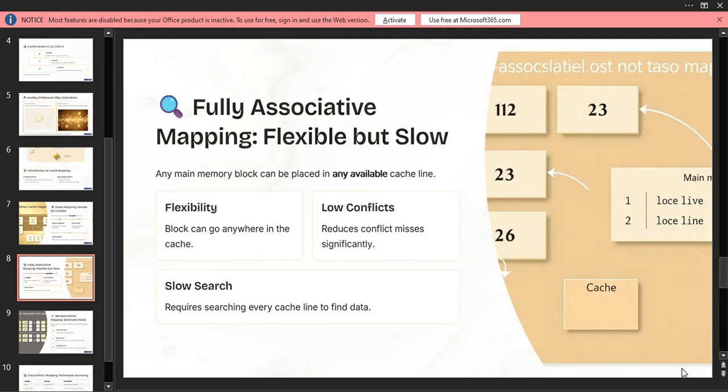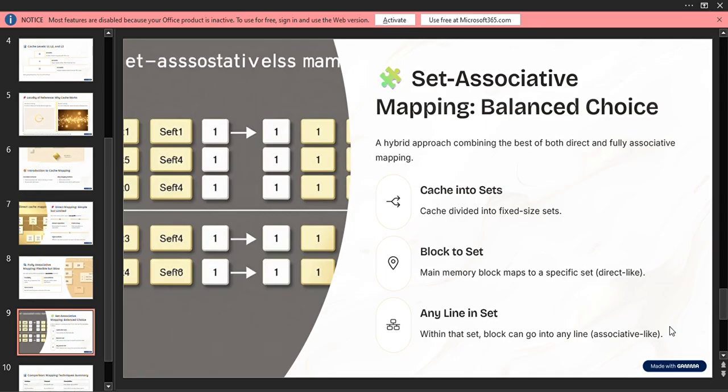Now let's continue to the last one, and we will end our session, which is set-associative mapping. This method combines features of both previous techniques, a hybrid approach combining the best of both direct and fully associative mapping. The cache is divided into sets. Each memory block maps to a specific set, like direct mapping. Inside the set, the block can be placed in any line, like fully associative mapping. This makes it a balance: fewer conflicts than direct mapping and simpler than fully associative.